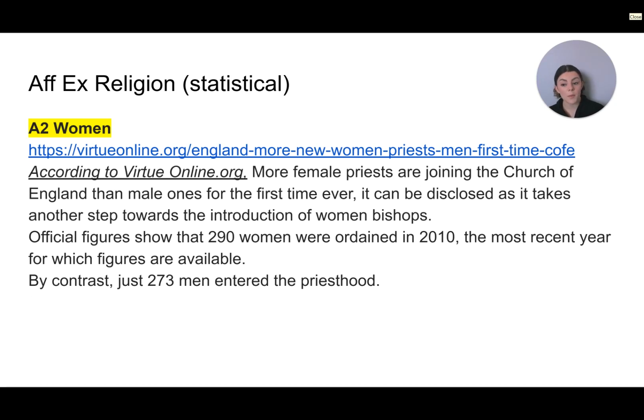So this is a statistic rebuttal example. The link is above, but again, just try hyperlinking it. So this is again someone who's saying that religion discriminates against women. So I would say, according to Virtue Online, more female priests are joining the Church of England than male ones for the first time ever. It can be disclosed as it takes another step towards the introduction of women bishops. Official figures show that 290 women were ordained in 2010, in the most recent year for which figures are available. By contrast, just 273 men entered the priesthood.